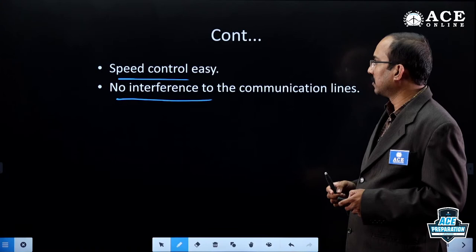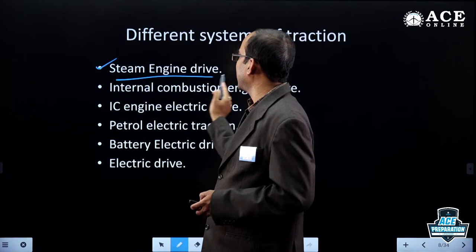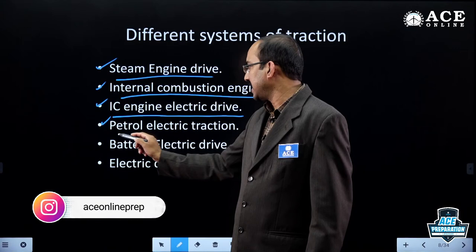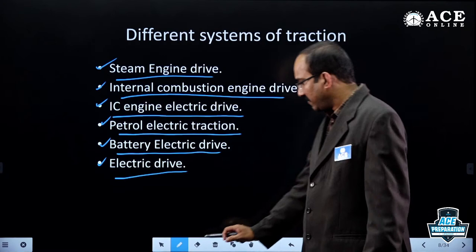Now, what are the different types of traction system that we have? We have steam engine drive, internal combustion engine drive, IC engine driven electric drive, petrol electric traction, battery electric drive, and electric drive. We will concentrate on this electric drive, specifically.